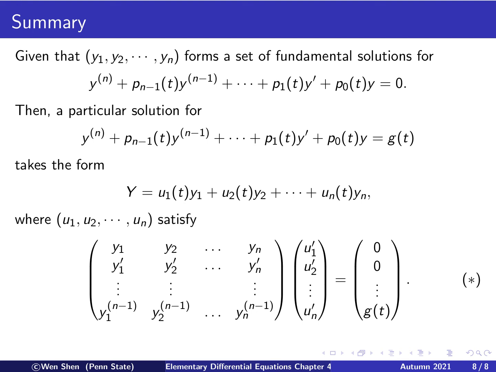Okay, so let's end the video with a summary of our findings with the derivation. The starting point is we have a set of fundamental solutions for the homogeneous equation. Then with that, we can find a particular solution for the non-homogeneous equation with g(t) on the right-hand side, which takes the form capital Y equals u1(t) times y1 plus u2(t) times y2, adding up to un(t) times yn, and the variable coefficients u1, u2, and so on will satisfy this linear system where the derivatives can be solved uniquely, and then you will recover the u's by integrating the derivatives.